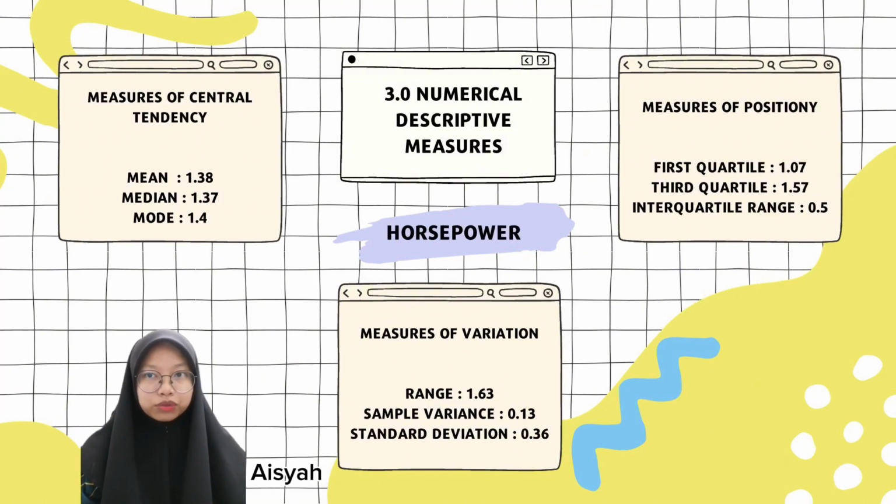Next, for the horsepower, measure of central tendency: mean 1.38, median 1.37, and the mode 1.4. Measure of position: first quartile 1.07, third quartile 1.57, and the interquartile range 0.5. The measure of variation: range 1.63, sample variance 0.13, and the standard deviation 0.36.